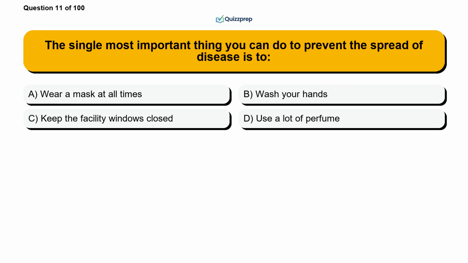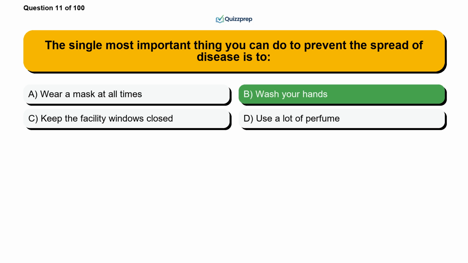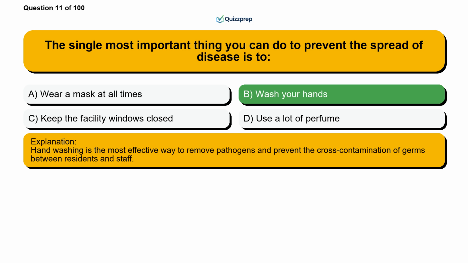Question 11. The single most important thing you can do to prevent the spread of disease is to: Option A, wear a mask at all times. Option B, wash your hands. Option C, keep the facility windows closed. Option D, use a lot of perfume. The correct answer is option B, wash your hands. Hand washing is the most effective way to remove pathogens and prevent the cross-contamination of germs between residents and staff. Question 12.